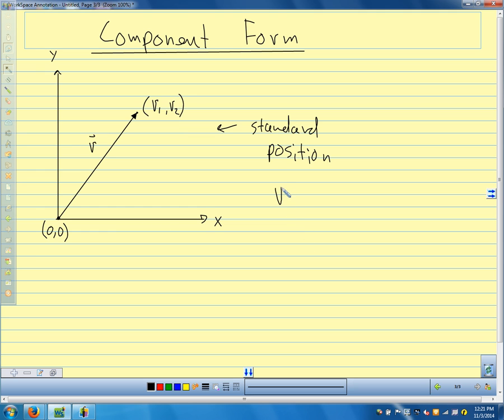We write v, we say v equals, in these angle brackets, v1 comma v2. So these are kind of like coordinates. We call this component form. And v1 is the x component, and v2 is the y component. So we can write vectors with a little arrow, or we can write vectors as an ordered pair, an x and a y with the little angle brackets. We call this a component form.